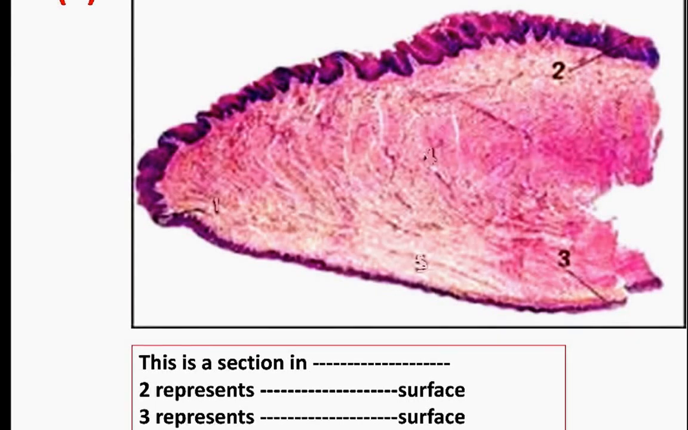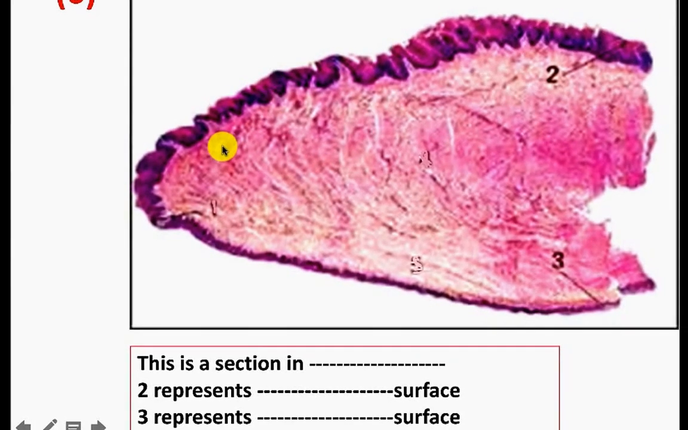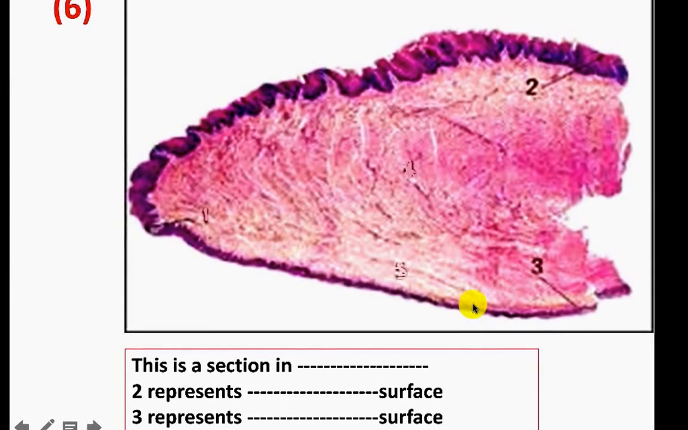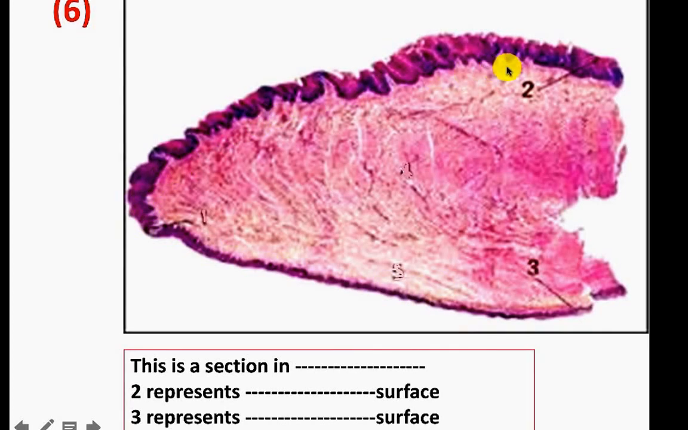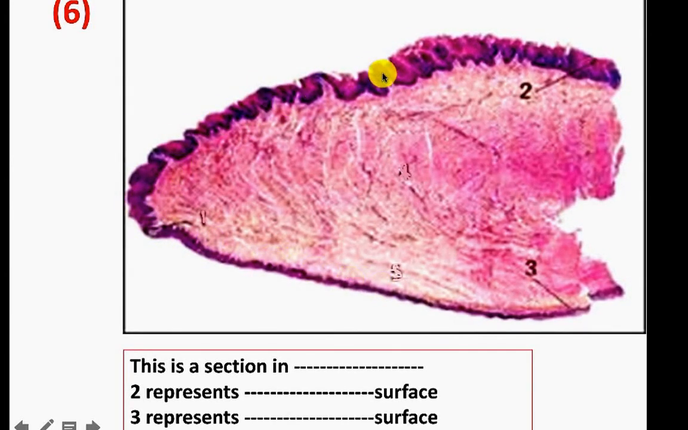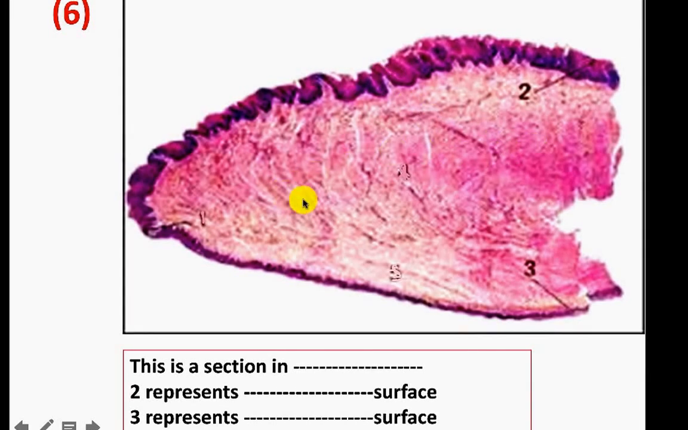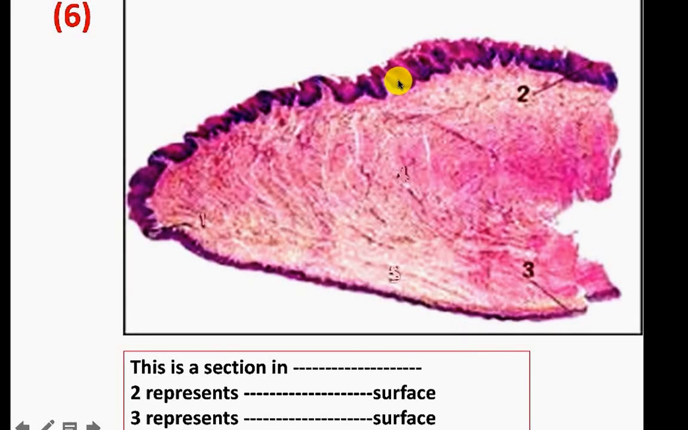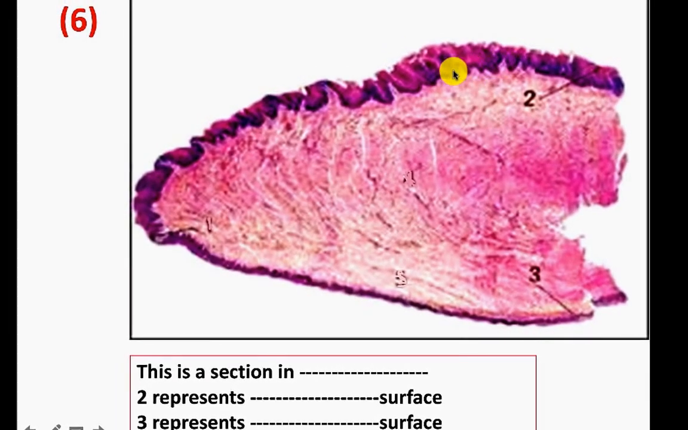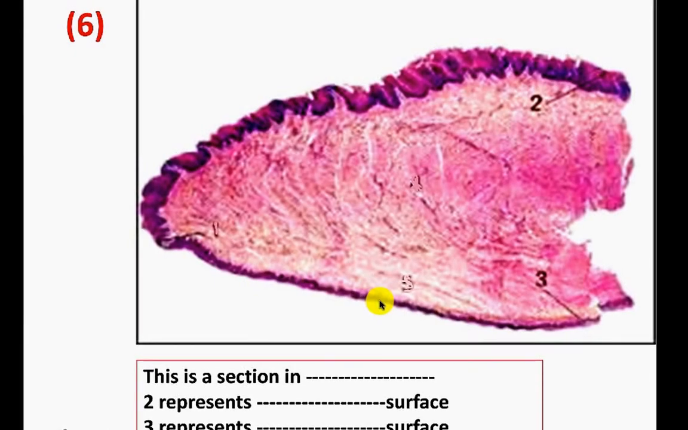This is a section in the tongue. How did you know it is the tongue? Because there is no skin at all. All of it is a stratified squamous epithelium, here in the form of mucous membrane, no skin at all. And a big bulk of muscle here in between. So this is the tongue, and we have papilla on one surface. Number two represents the dorsal surface. Number three represents the ventral surface.